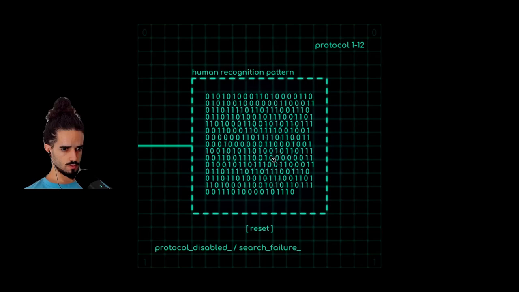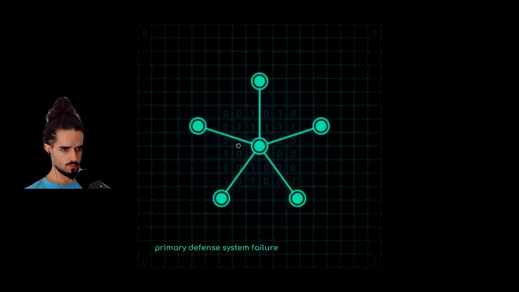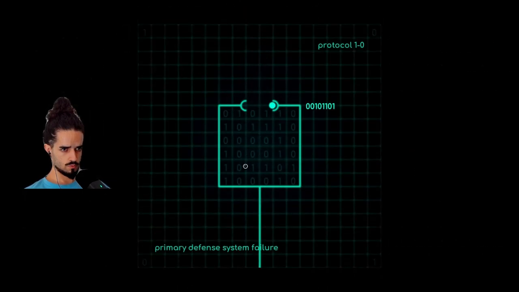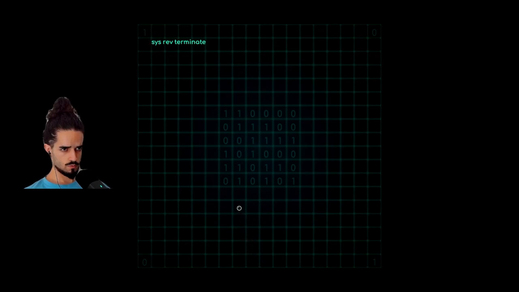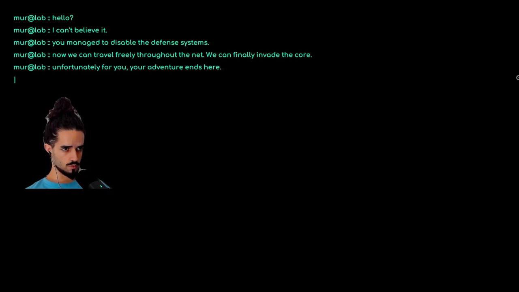Human recognition better. Hello? I can't believe it. You managed to disable the defense systems. Now we can travel freely through the net. We can finally invade the core. Fuck, I didn't read the rest. Unfortunately for you, this is the end, something like that.